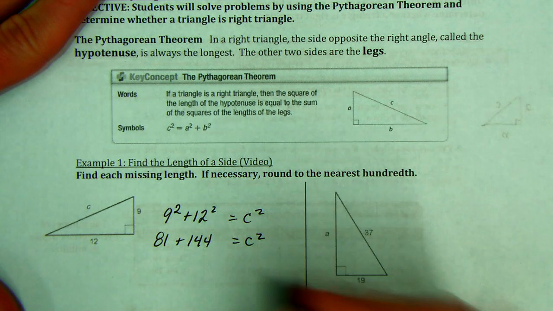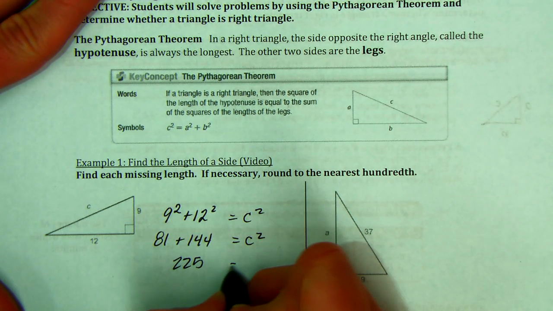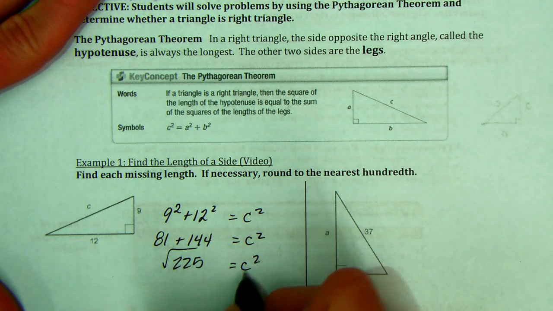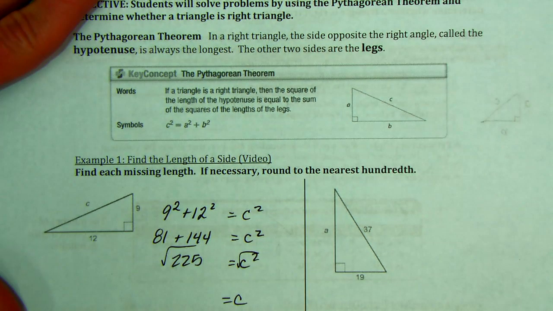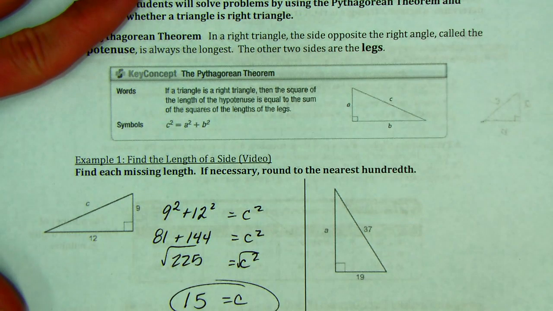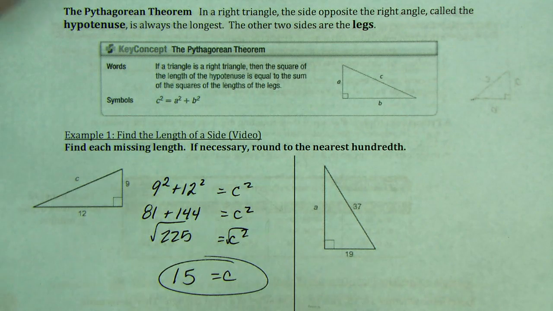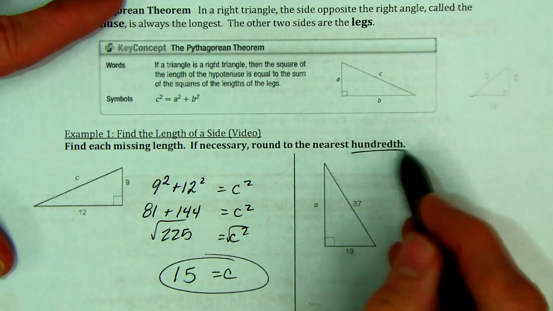Now, we take the square root of that to find out what c is. 225, is that a perfect square? It is, all right, so it is 15. Now, if it's not a perfect square, we know how to simplify radicals. Okay, so let's go over here, round to the nearest hundredth if necessary. Even though they're not asking us to find radicals, I guess they're asking us to find decimals. So take a look at this one.